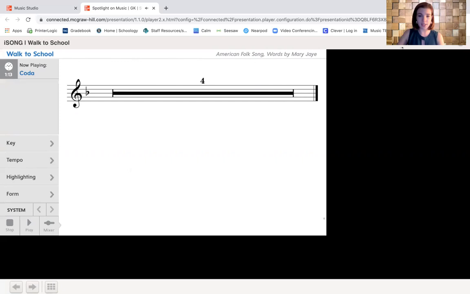Okay, so did you notice that in that song there were some slower parts, like the first part, and then it got faster towards the end? That's called the tempo speeding up.